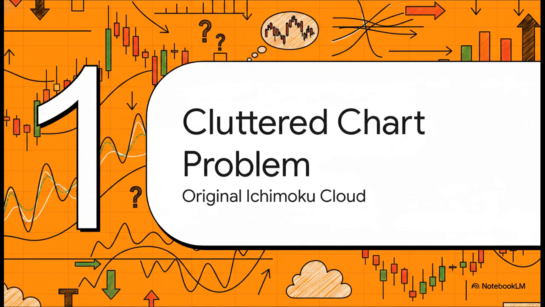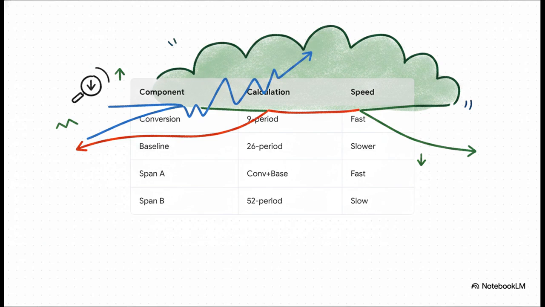The cluttered chart problem. Okay, before we get to the fix, we kind of need to understand what's actually broken with the traditional Ichimoku cloud. If we strip away all the jargon, as you can see mapped out here, it's really just a series of math-based moving averages acting as support, resistance, and momentum guides. You've got the fast 9-period conversion line, the slower 26-period baseline, and then leading spans A and B dragging all the way out to a 52-period calculation to build that famous cloud. They all act exactly like standard moving averages, evaluating momentum and projecting future zones.